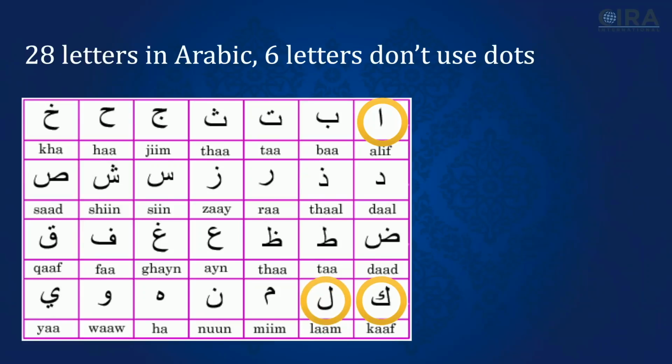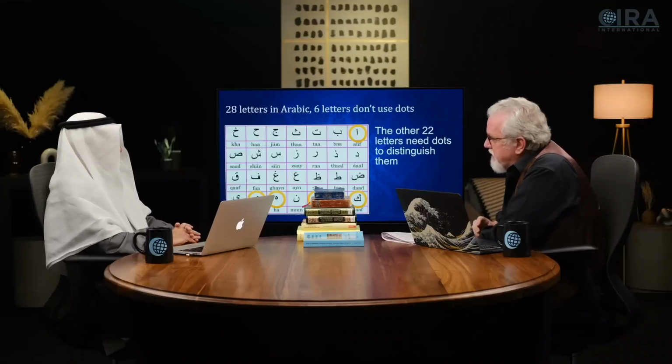What's this one here? Lam. Okay. What's this one here? Mim. Okay. What's this one here? Ha. And then what's this one here? Wow. Okay, so those are the 6, right? You notice there's no dots with any of them. Correct. Of the other 22, you have to have dots.